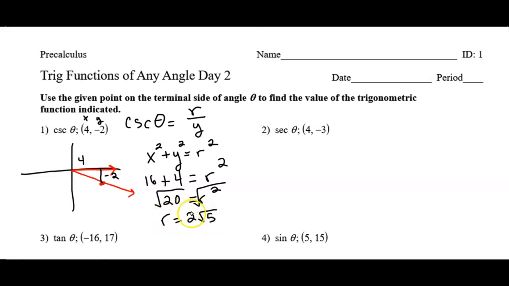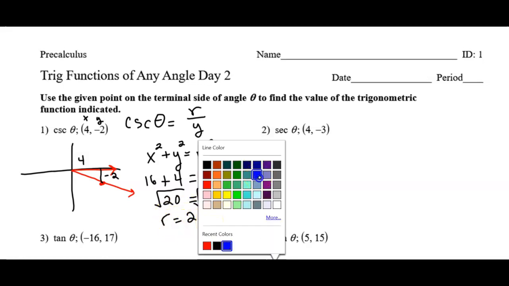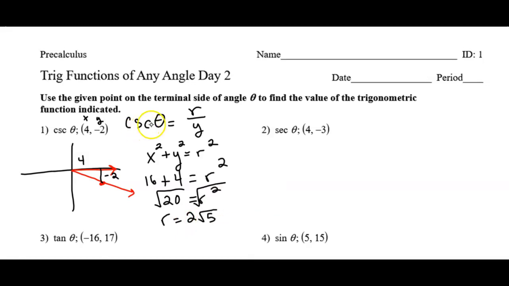So now that we have our r, we can go ahead and fill in what cosecant actually equals. So cosecant equals r, which we found to be 2 square roots of 5, over y, which is -2. And then you can cancel these guys out, so it just equals negative square root of 5.